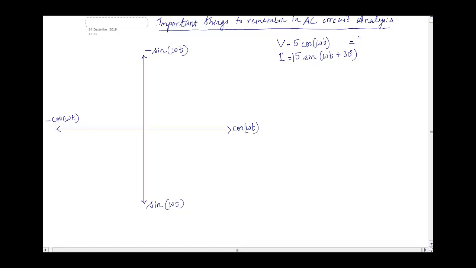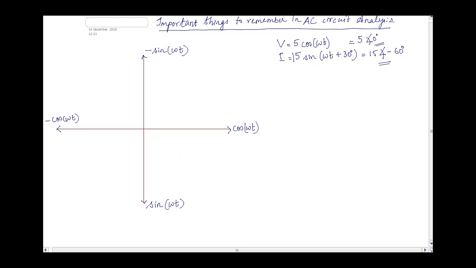form, which in this case it will be 5 angle 0 degree, and in this case it will be 5 in terms of cos. If you are going to write in terms of cos, then it will be 15 angle minus 60 degree. How are we arriving at this? For understanding that, it is important to understand this figure. Always remember, this figure will be helpful to us to write the voltage in phasor form.